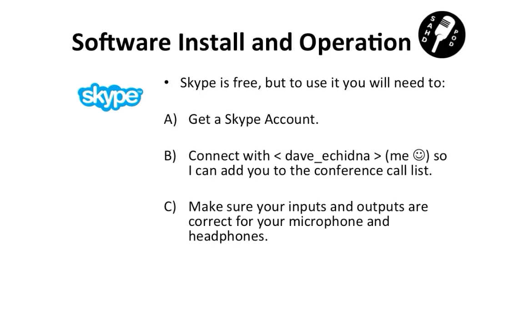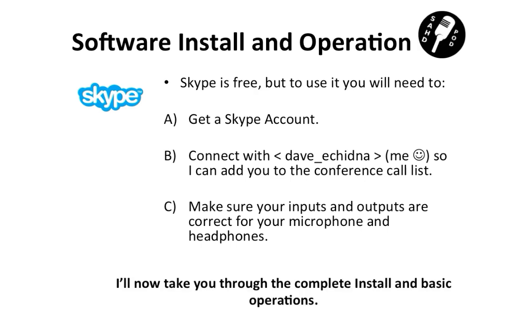The first software you will need to install is Skype. Remember, this is free and we are using this just so we can easily communicate with one another. You will need to get a Skype account, connect with me so I can add you to the conference list, and finally, make sure your inputs and outputs for microphones and headphones are correct.